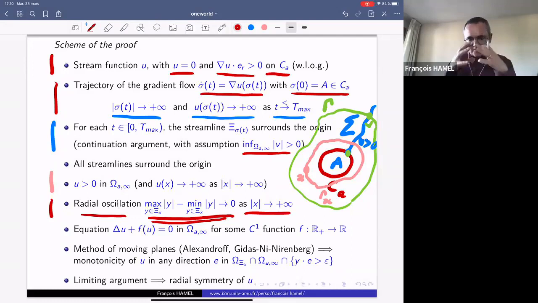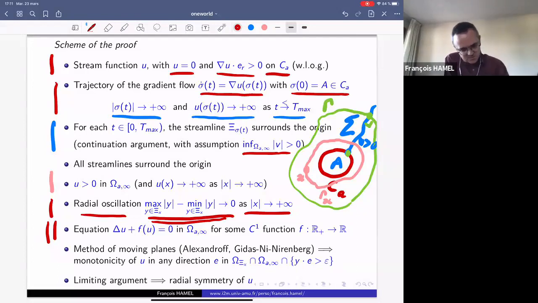So in other words, the far streamlines look like cycles. And also, as before, we get a semilinear elliptic equation for the stream function in the domain for some C1 function f. And we can now adapt the method of moving planes of Alexandrov, Serrin, and Gidas-Nirenberg to get the monotonicity of U in any direction E up to some epsilon.